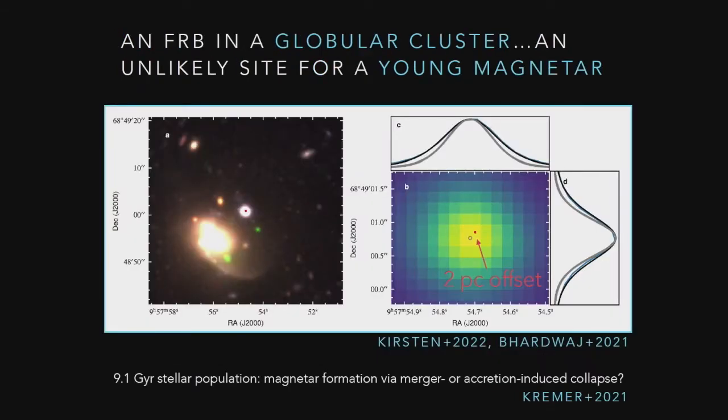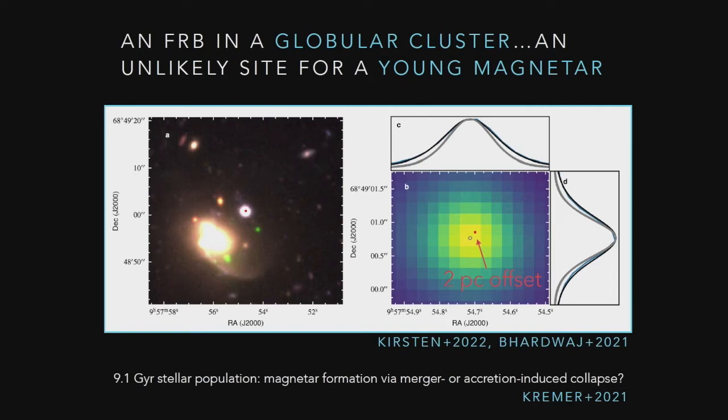The last thing I just want to briefly mention is this peculiar discovery of an FRB in a globular cluster. This is the FRB discovered in the nearby M81 galaxy. If you zoom way in on milliarcsecond scales, you can see that it's offset from the center of the globular cluster by about 2 parsecs.